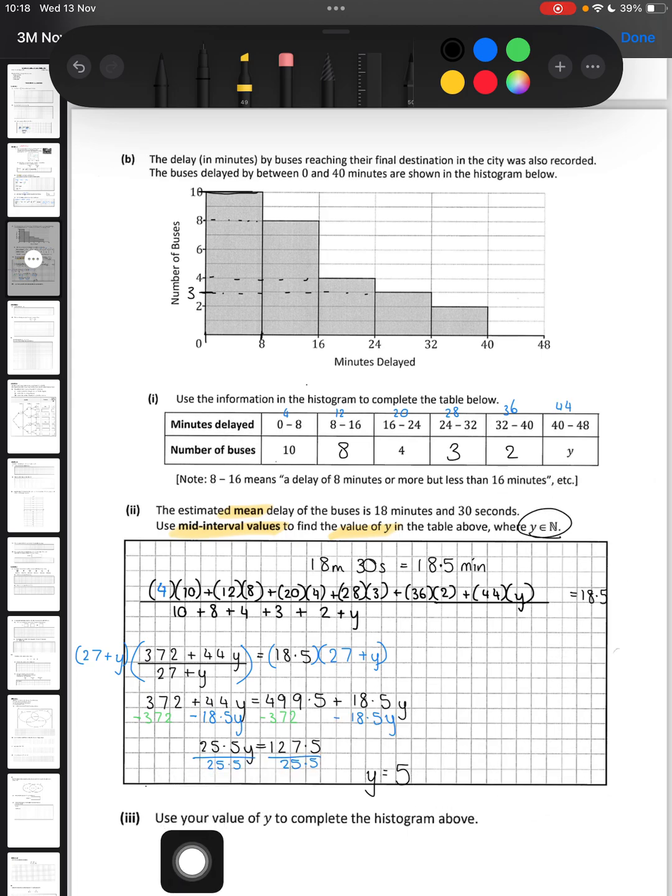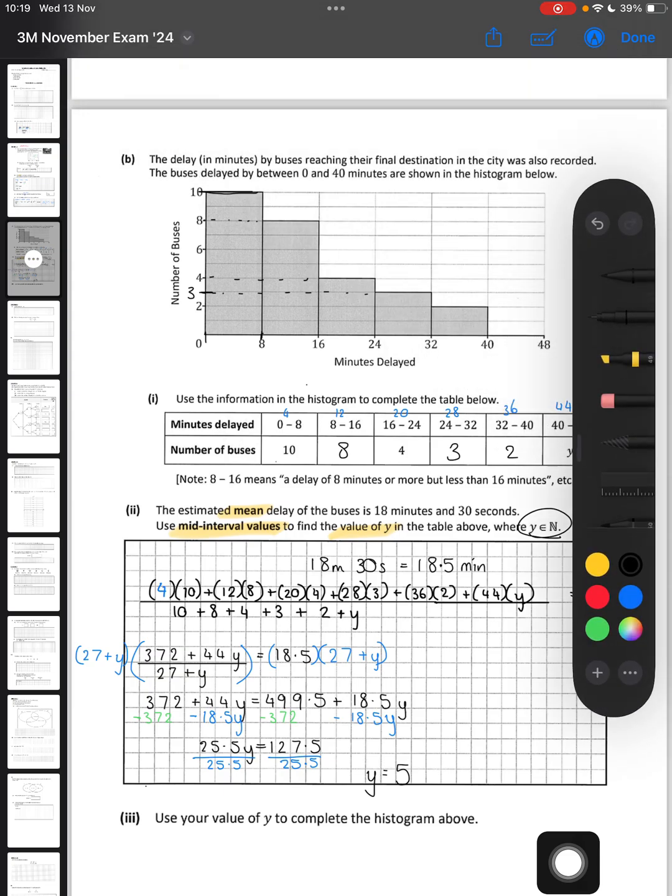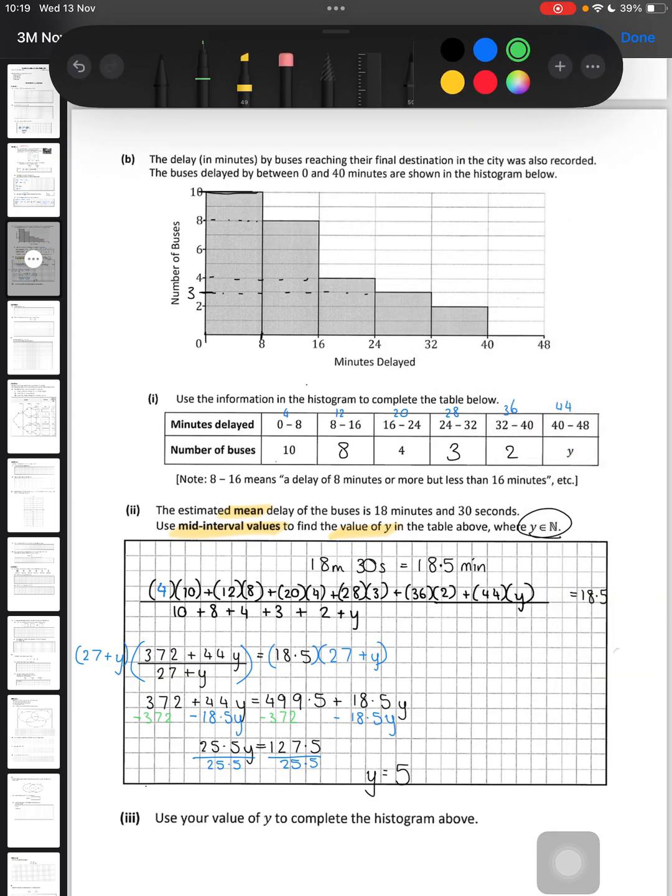Part 3, use your value of y to complete the histogram above. The thing about this is, it's at the very bottom, there's no space underneath it, so it's very easy to move past it and not even think about it. We do want to make sure that we get this. It's nice and easy. It does use the value of y that you've found here. So maybe if you couldn't do part 2, it could be worth taking a guess at what y could be, and literally just writing in this box, let's say y is equal to 4. At least then you have something that you can complete the histogram above with.